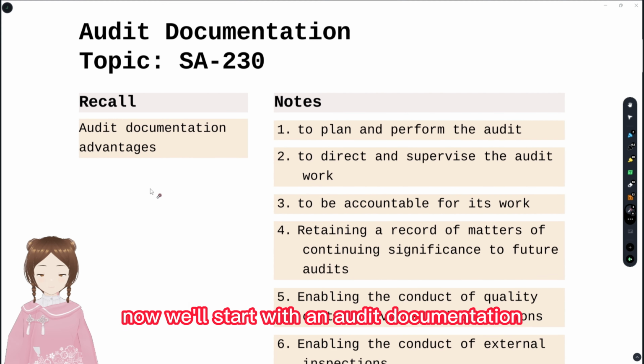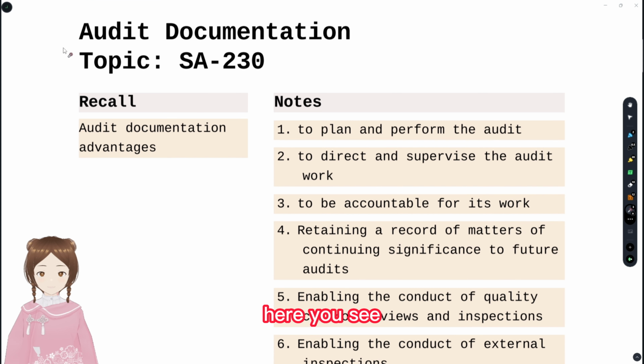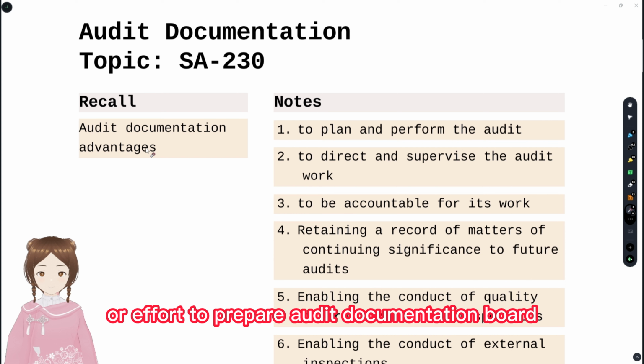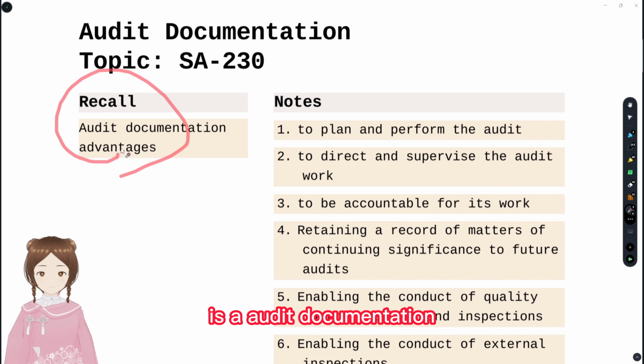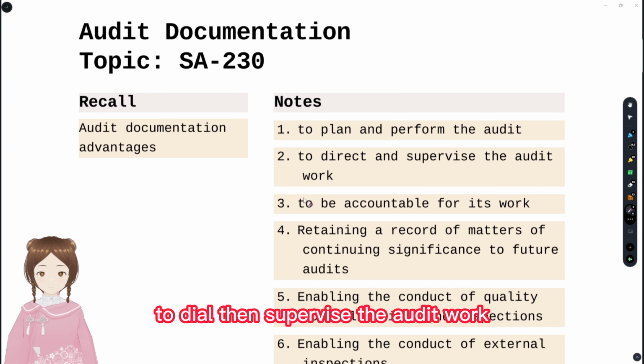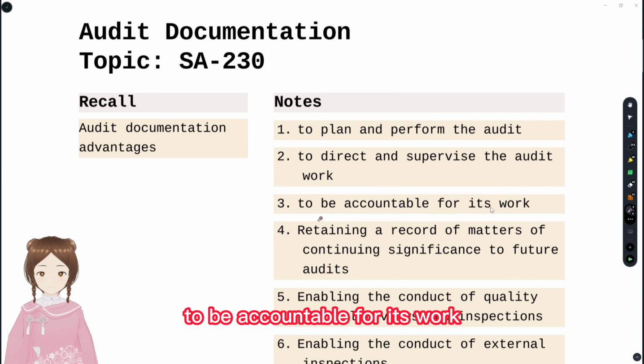Now we'll start with our audit documentation here. Anything that we do has to have some benefits, right? Why does the auditor have to put so much effort into preparing audit documentation? What are the advantages of audit documentation? To plan and perform the audit, to direct and supervise the audit work, and to be accountable for its work.